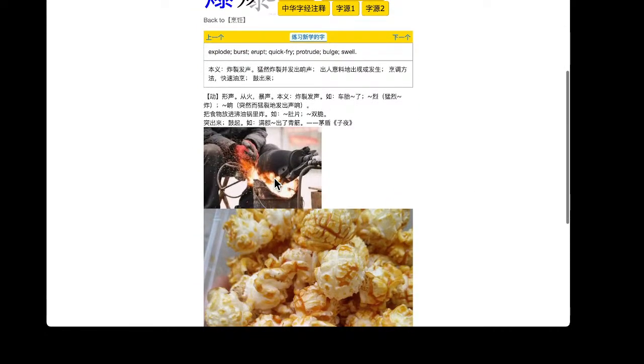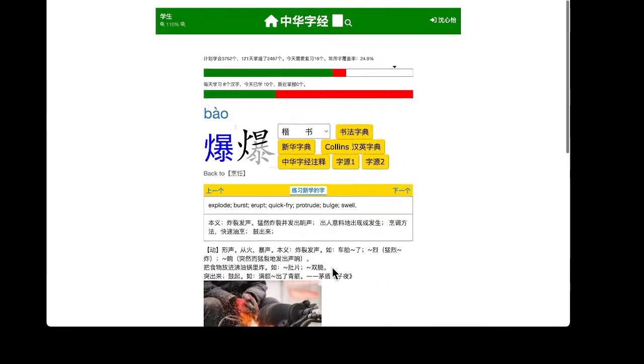Now here's the picture. It's how they make popcorn in the old-fashioned way. Basically they heat it up in that kind of device, and when they open it up, it makes an exploding sound, boom, and then you get those popcorns.